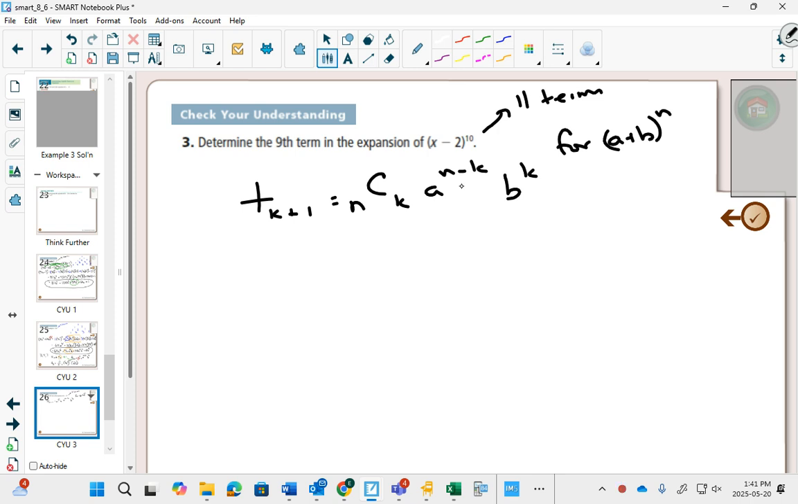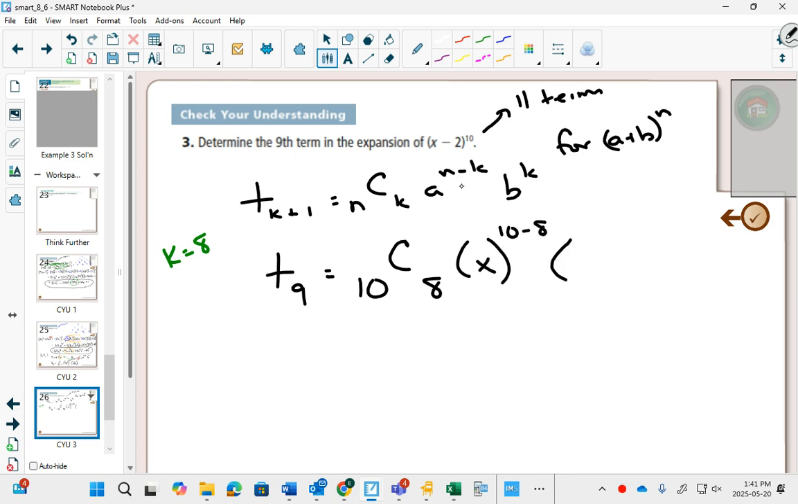Now, if you want to find term 9, is it obvious that k is equal to 8? Because the formula says k plus 1, and we want to find the 9th term, so k has to be 1 less. The n comes from the exponent, which is 10. 10 choose k, which was 8. The a is your first term, which is just x to the 10 minus 8. And the b, which is the negative 2, will be to the exponent of 8.